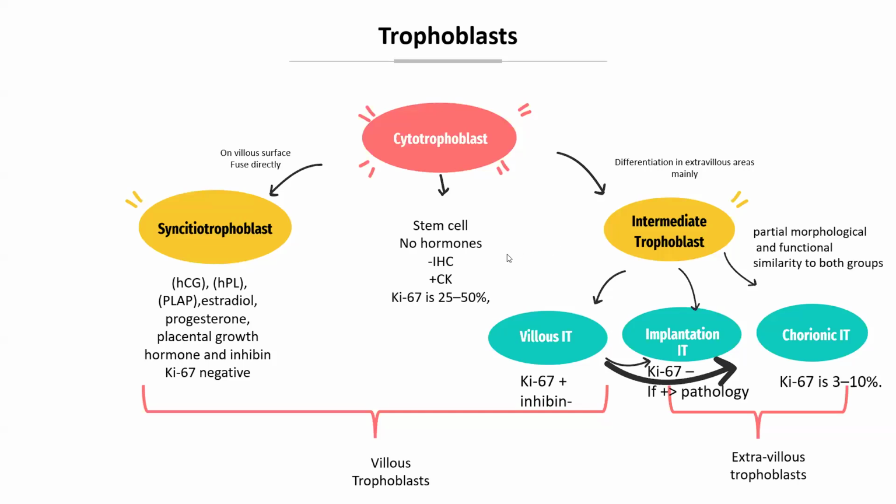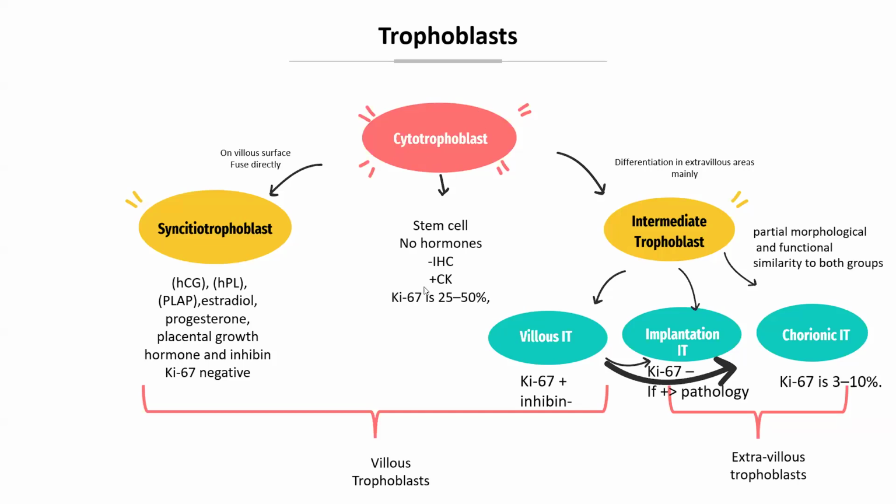Okay, so what are these trophoblasts actually? They are a group of cells. We have 3 well-known types of trophoblasts: the cytotrophoblasts, the syncytial trophoblasts, and the intermediate trophoblasts. We consider the cytotrophoblasts as the stem cells. These are the ones that are capable of differentiating into syncytial or intermediate trophoblasts. They do not secrete any hormones, so they do not take most of the immunohistochemistry used except for cytokeratins. However, they have a high proliferative power as they are stem cells, as I have just mentioned.